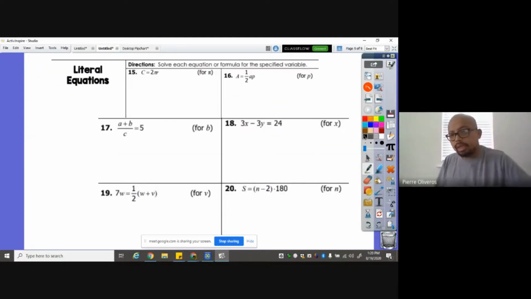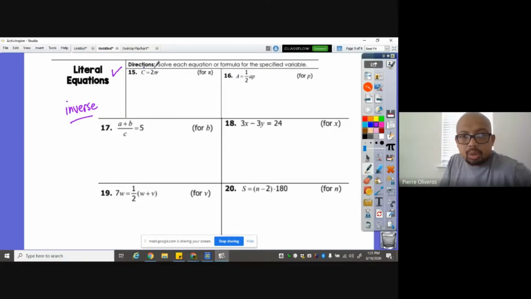All right, solving literal equations. When I say literal equation, we're talking about your formulas. You had geometry last year, so I'm assuming that you are more familiar with the formulas. So remember, in the technique of solving literal equations, you always have to do the inverse operation.